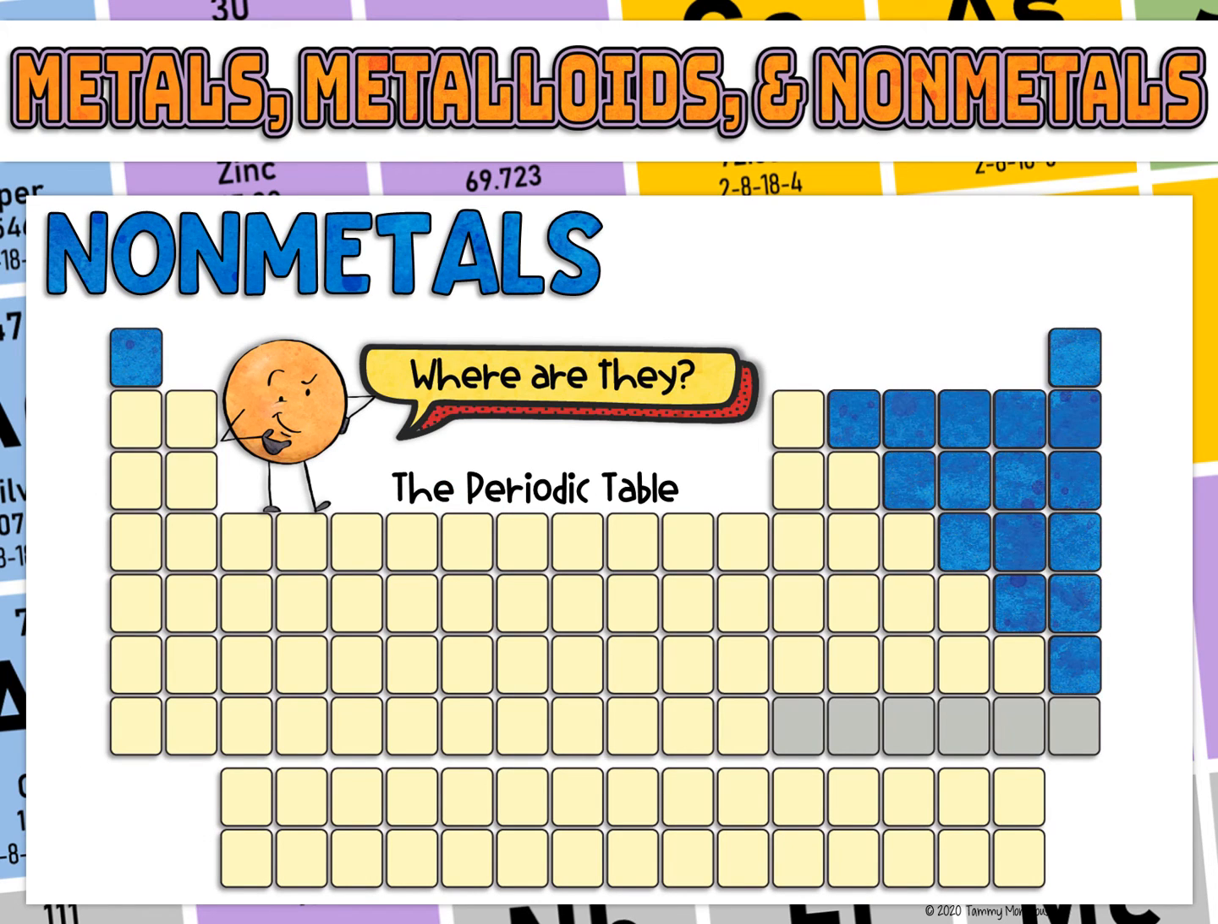Nonmetals are over on the far right-hand side, with the exception of hydrogen, which is just basically on the wrong side of the table. The reason they put it there is because it has one valence electron, just like all the other ones in that group.